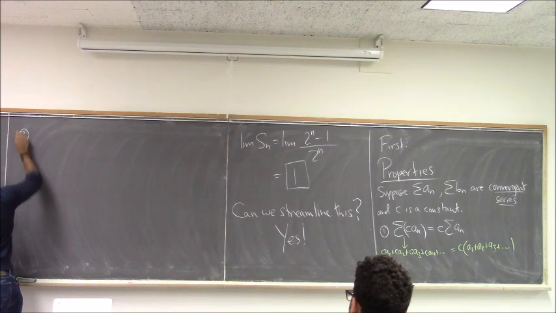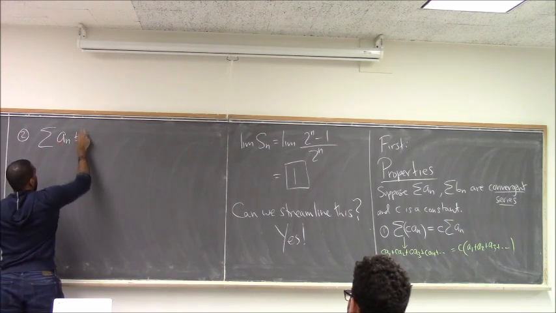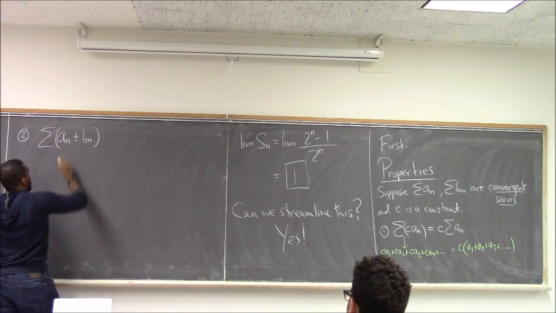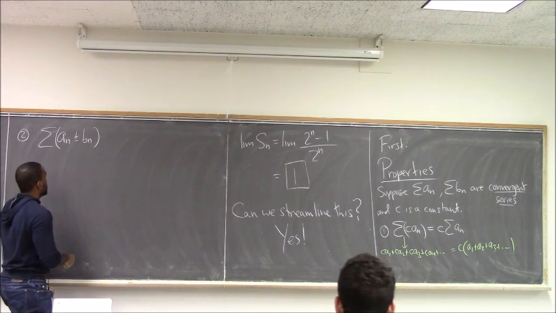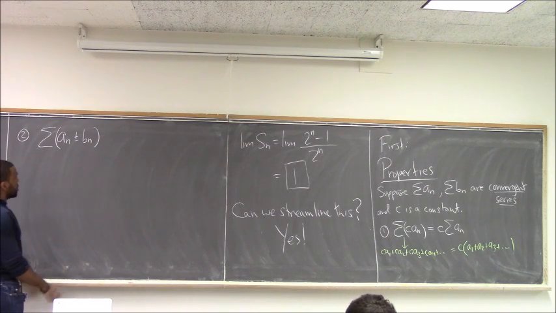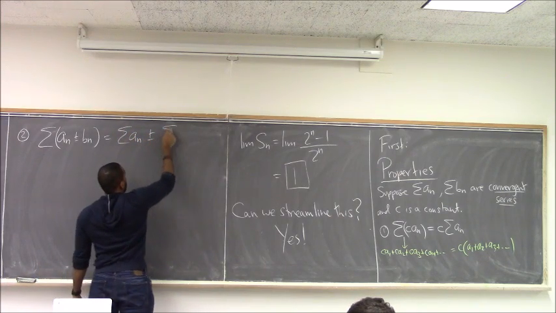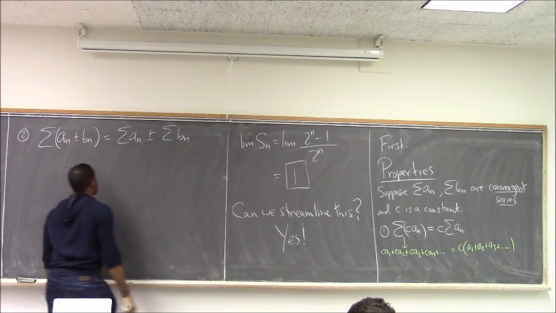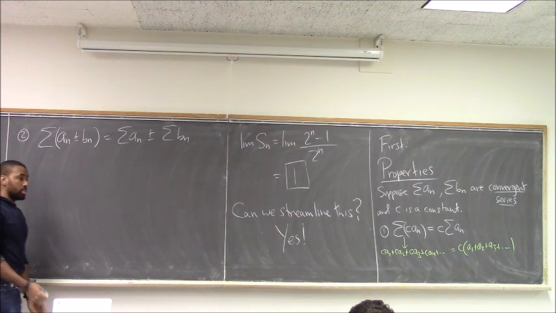Here's another thing. If you have a series generated by the sum of the terms of two sequences, so I take one sequence, add it to the other, and then I sum over all of that, then I can actually add the series separately. So the series of a sum is the sum of the series, right?